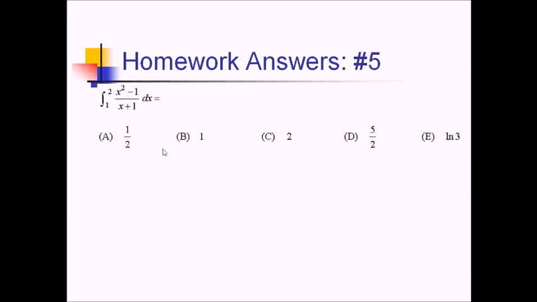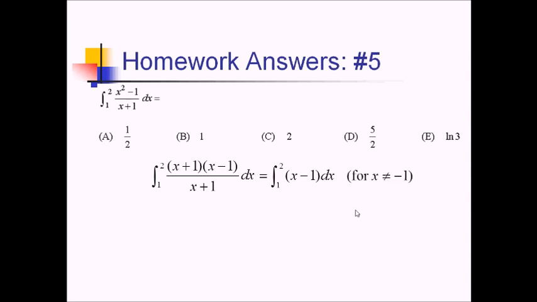For this problem, we're trying to take the integral from 1 to 2 of x squared minus 1 over x plus 1. So this one looks kind of tricky at first glance, but if you think back to what you had to do when you were taking antiderivatives, if we can simplify, it's often a good idea to do so. For example, this x squared minus 1 can be factored into x plus 1 times x minus 1, which is important because these x plus 1s can cancel out, leaving us with just the integral from 1 to 2 of x minus 1.